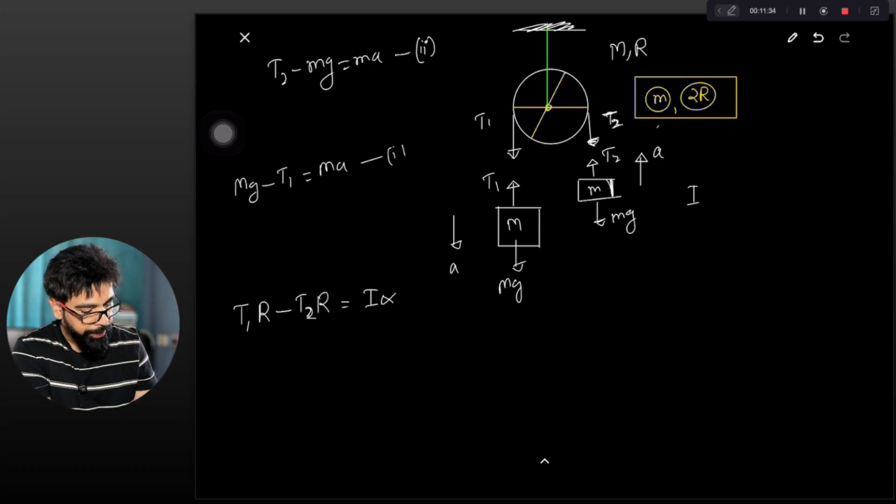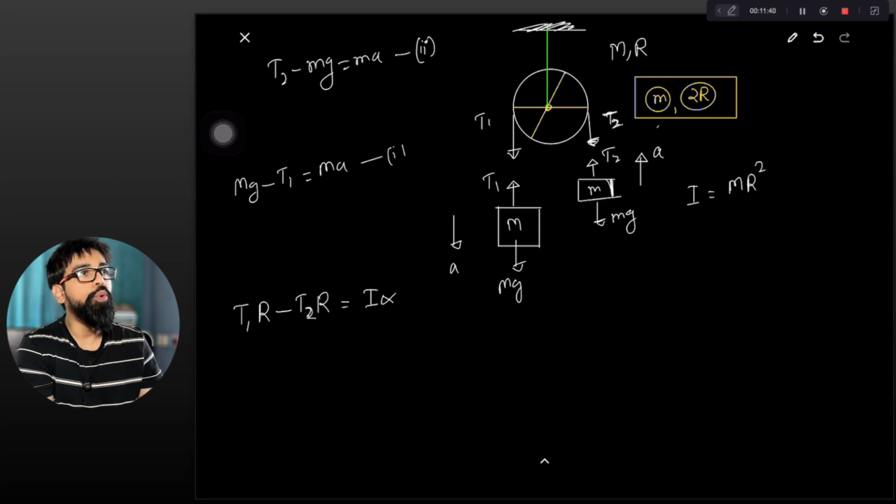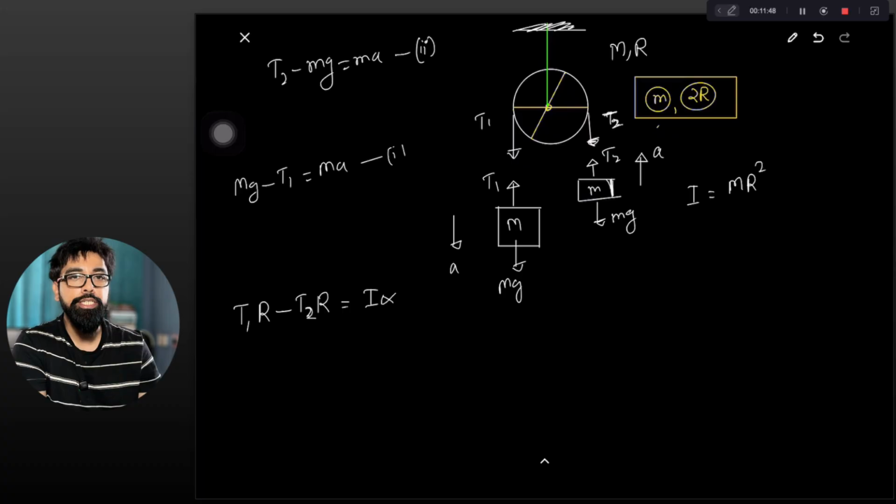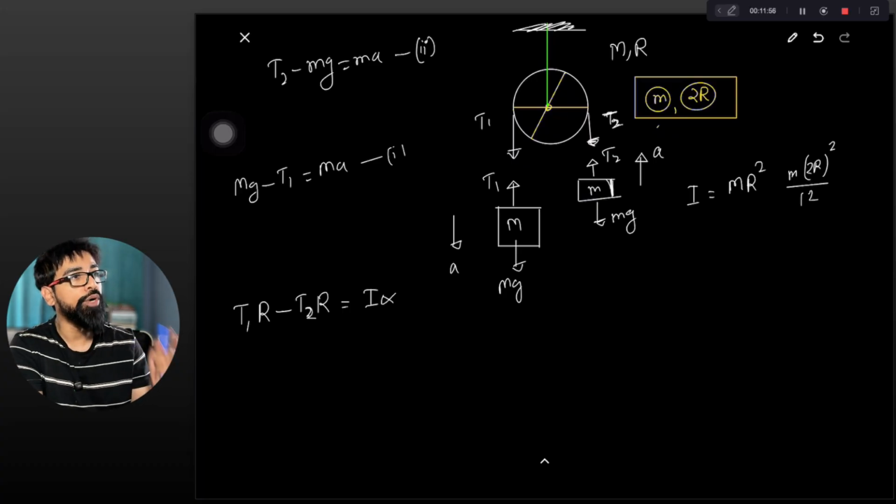Now what is the moment of inertia of a ring about its center of mass? Its value is capital M r square. What is the moment of inertia of the rod about its center of mass? The formula is m l square by 12. Now what is the length of the rod given? It is 2r. So the moment of inertia of each rod is m (2r) whole square divided by 12. This is the moment of inertia of one rod.